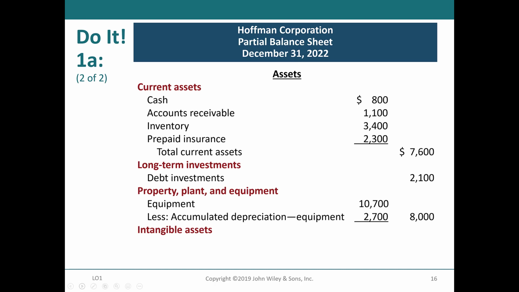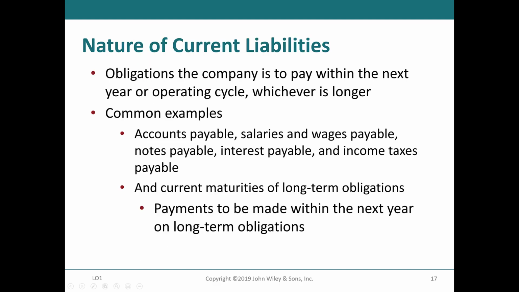Then we have intangible assets, right? For this one, we have only a trademark, and that gives us a total of 22,400 in assets. Now, if we had a second part to this question, or we're doing it as a real company, again, our assets will equal liabilities plus stockholders' equity.